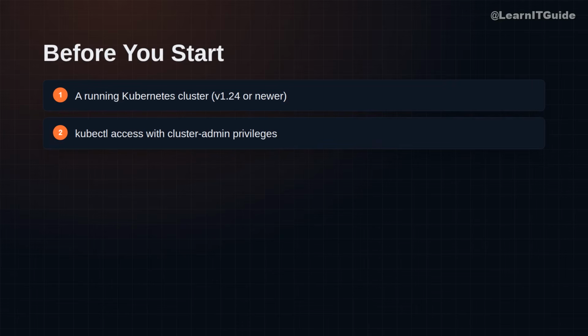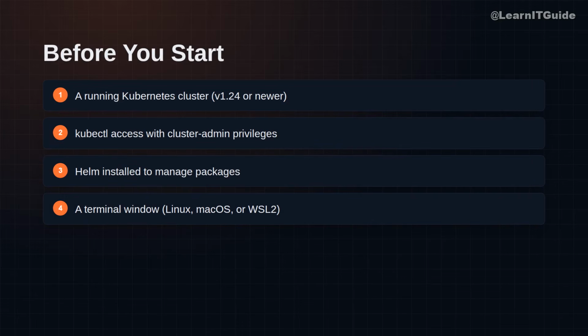Before we start, you need a few things. First, you need a functional Kubernetes cluster, ideally version 1.24 or newer. You must have kubectl access with cluster admin privileges to set up the monitoring stack. You also need Helm, the standard package manager for Kubernetes. Finally, have a terminal open and ready.